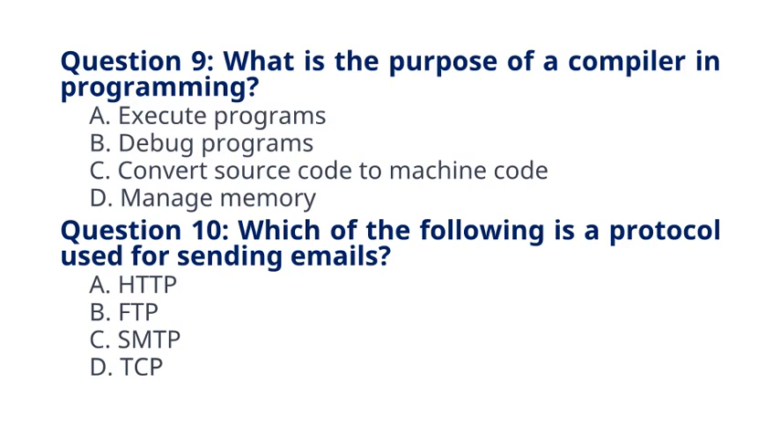Question 10. Which of the following is a protocol used for sending emails? A. HTTP. B. FTP. C. SMTP. D. TCP. The correct answer to question 10 is option C. SMTP. Explanation. Simple Mail Transfer Protocol, SMTP, is used for sending emails over the internet.